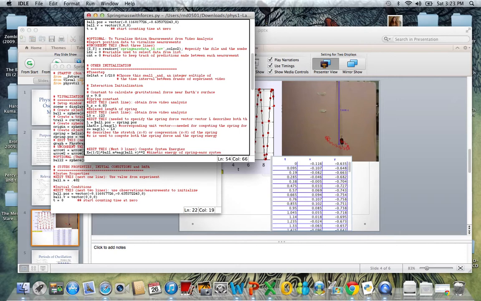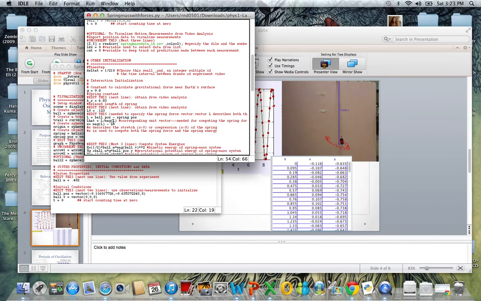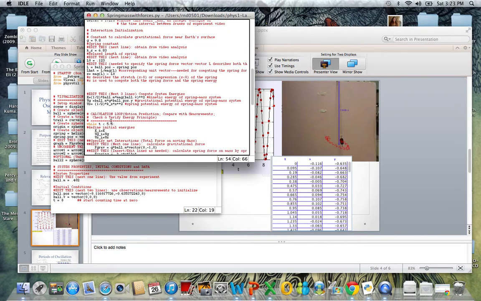To find the length, you use the ball's position minus the spring's position. And then to find the unit vector for length, you just do the length over the magnitude of the length, because length is a vector. And then to find the stretch of the spring, you do the magnitude of the length minus the relaxed length.